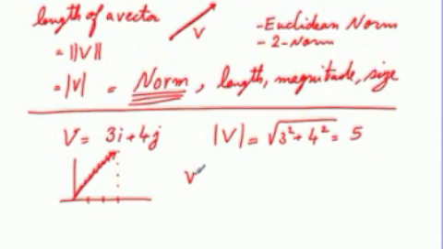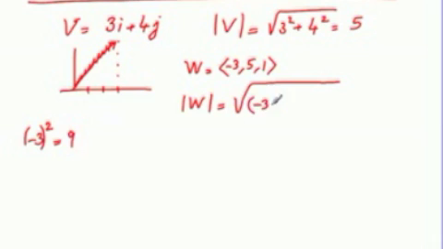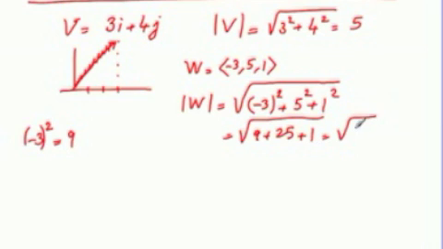I might have written my vector in this notation, like 3, 5, 1. Let me make one of them negative so that we have practice with that one as well. What is the length of W? Which is what? Is negative 3 squared minus 9 or 9? Okay, this is one of the most common mistakes. These numbers are in parentheses. So 9, 25, 1, so square root of 35. Whatever this vector is in 3 dimensions, its Euclidean length is the square root of 35.